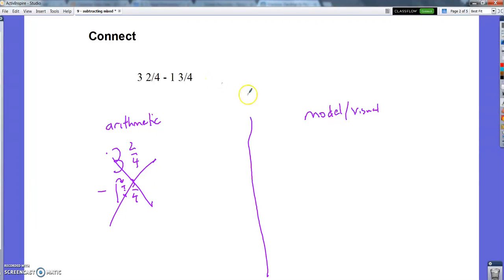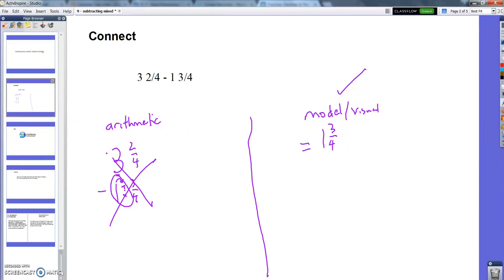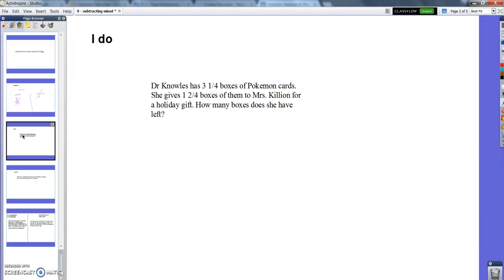So a little different way there. I had to regroup one of the wholes into fourths, which is kind of what I was showing you there, if you care to think that through. That may not be your thing. You may not like drawing the models and taking away and stuff. I don't like you to only have one strategy for anything because this one doesn't always work. So number line's another good option. We're going to do the same examples we did yesterday, but we'll do them with number lines today.